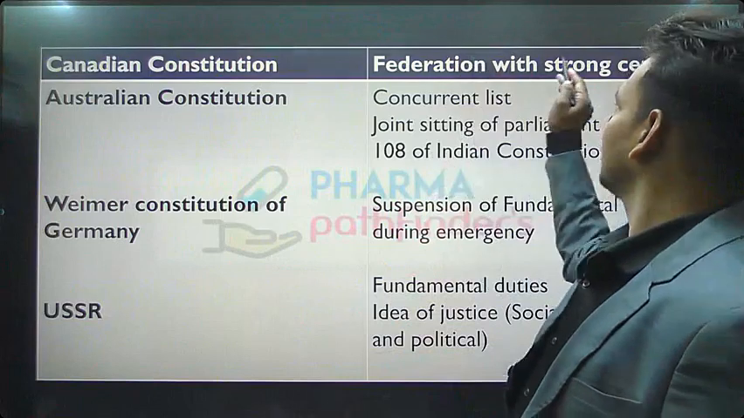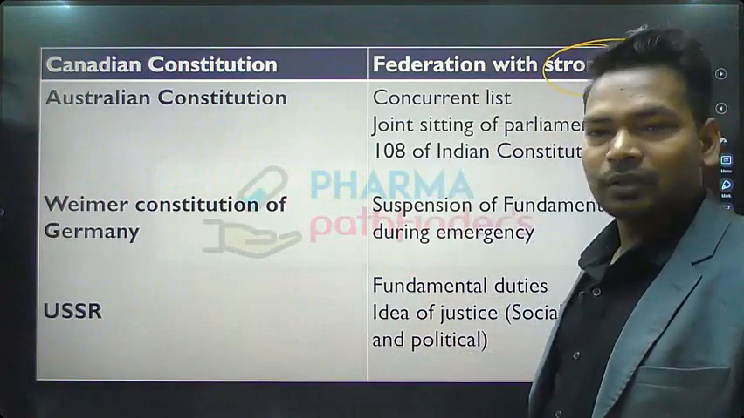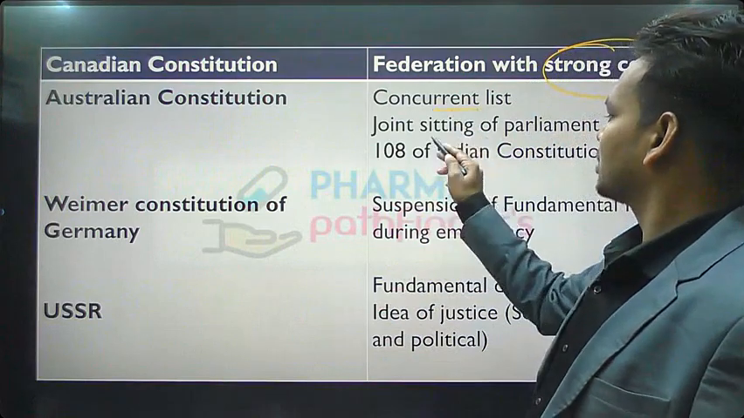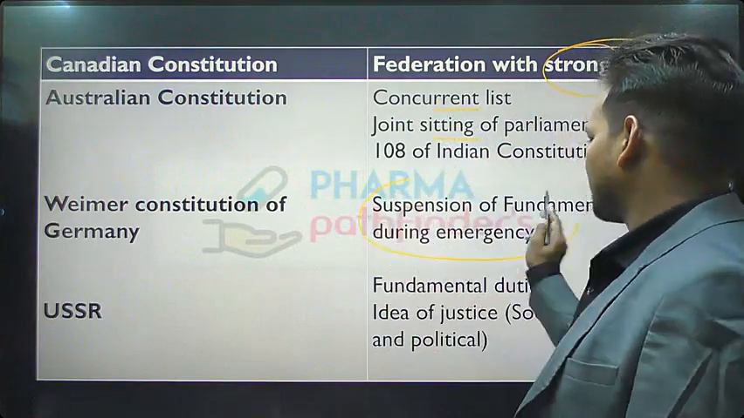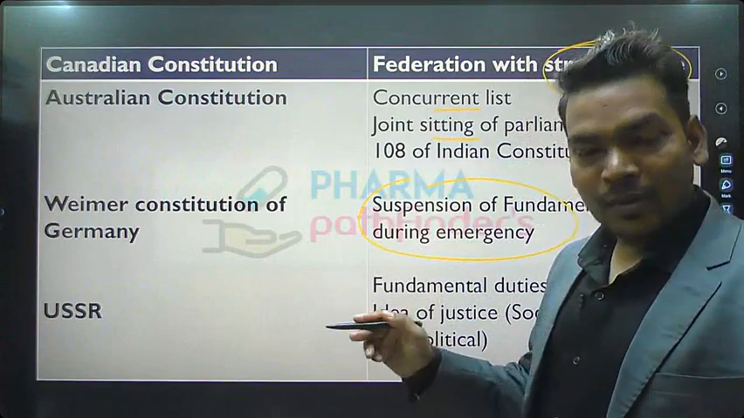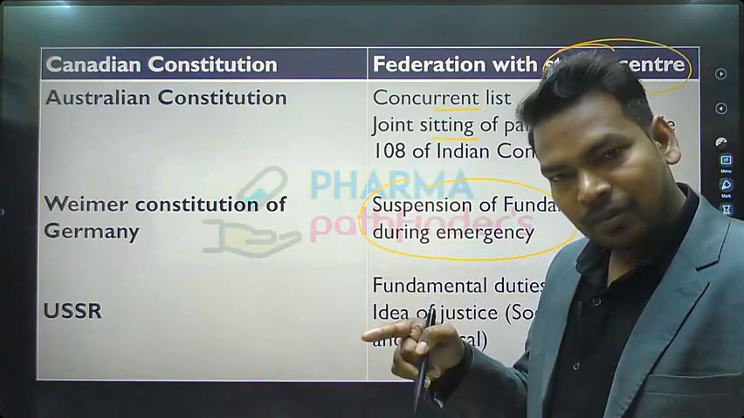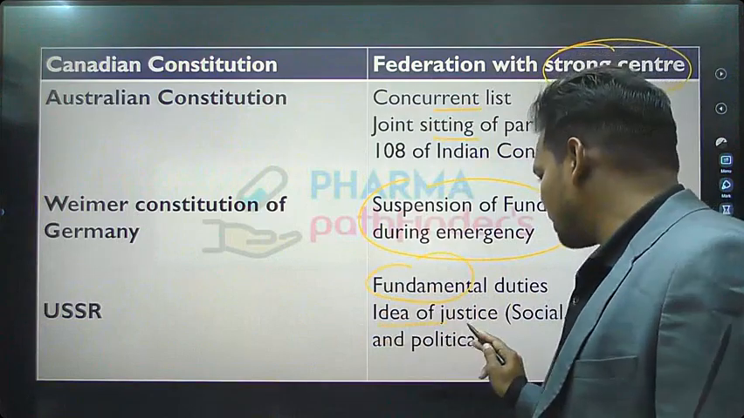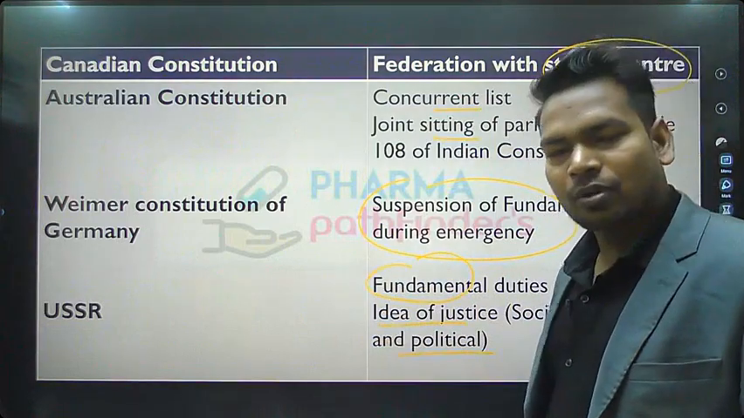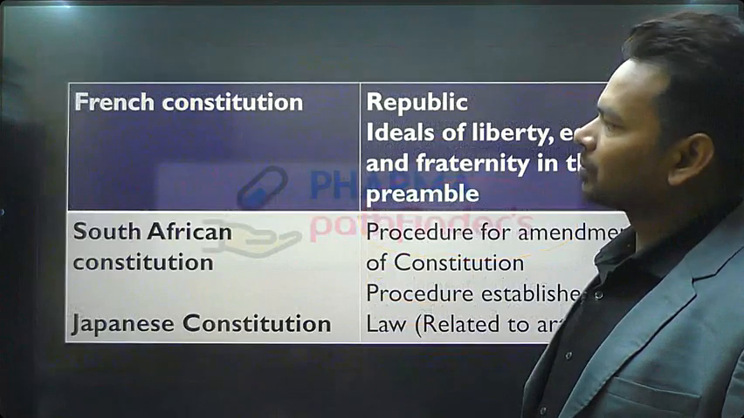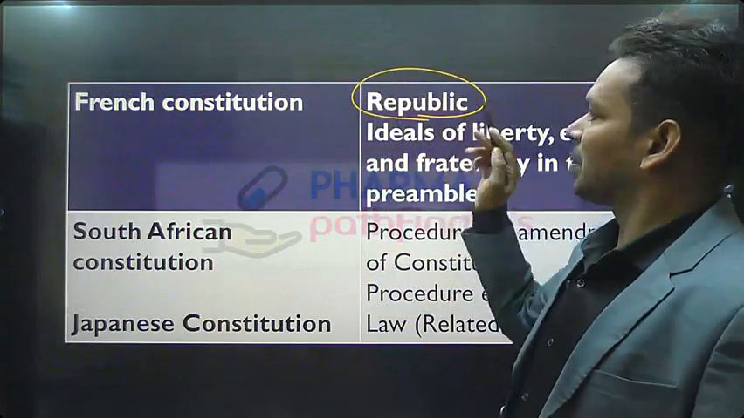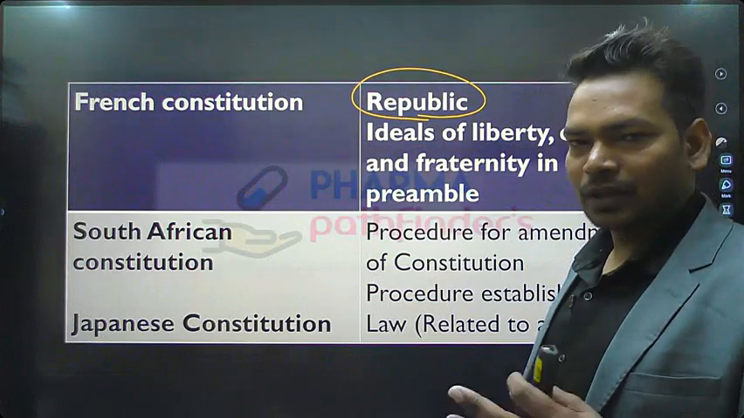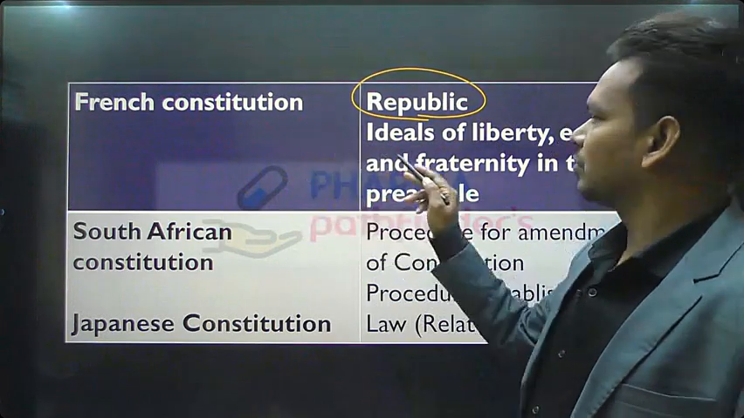Canadian Constitution: federation with a strong center. Everything you mention, the center is going to be strong. Australian Constitution: concurrent list, joint sitting. Weimar Constitution: suspension of fundamental rights during emergency. Fundamental rights are a concept taken from the USA Constitution, but fundamental duties are from the USSR. The idea of justice, social, political and economic justice, is taken from the USSR. The concept of republic: India is a republic. Why? Because the head of state is elected either directly or indirectly. It is taken from the French Constitution.